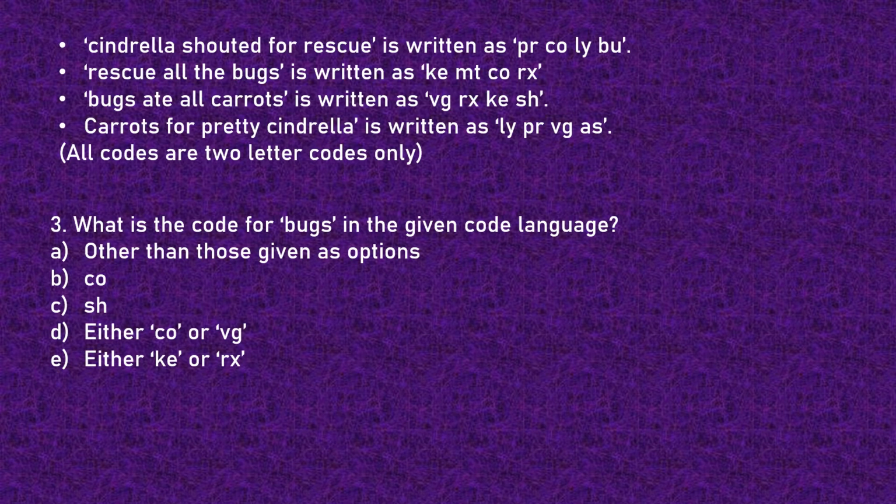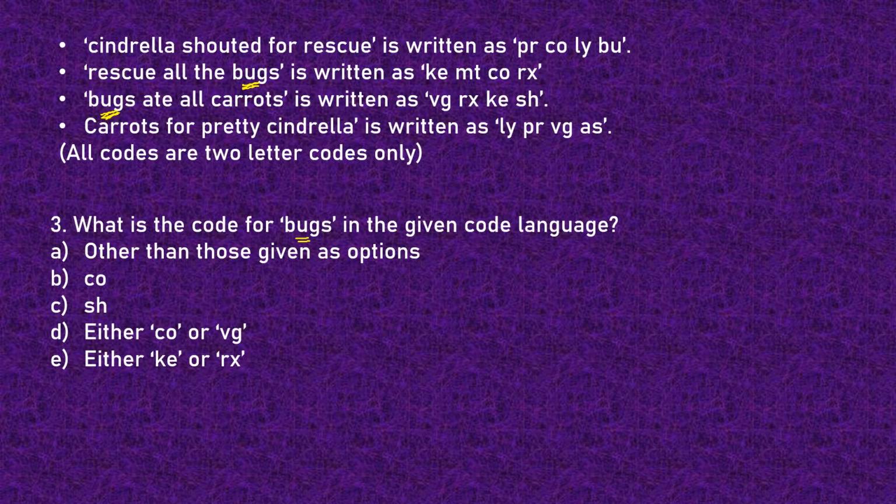What does the third part of the question ask us? Let's see what it says. What is the code for bugs in the given code language? So this we discussed on the previous slide. You can just go back and check there. So where do we find bugs? We find bugs here and we find bugs here.